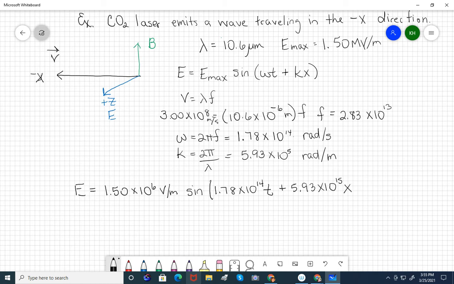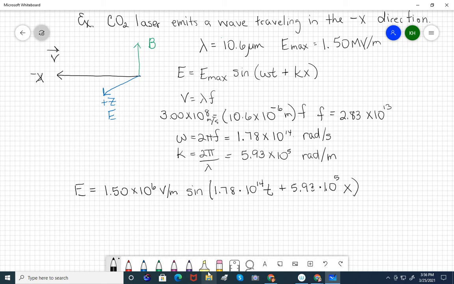times x. And since we have an x in our formula, we might prefer not to put those x's in the middle. I don't want that to confuse you. I could put a multiplication dot: 1.78 times 10 to the 14th, 5.93 times 10 to the 5th, not 15. Changing my numbers, I'm not allowed to do that. So 10 to the 5th. That's the one.